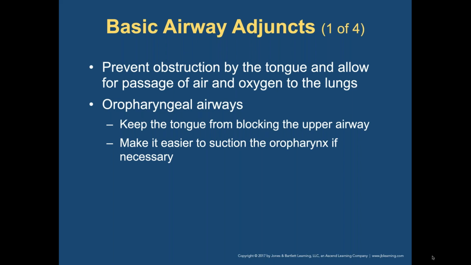We have OPAs, oropharyngeal airways, and NPAs. The OPA keeps the tongue from blocking the upper airway, and it goes in through the mouth. They're pieces of plastic, and they're designed in a way that they have a mouth guard where they butt up against the front of your teeth, and they kind of hold themselves in place there. And they've got a curvature that goes up and over the back of your tongue and holds it there.